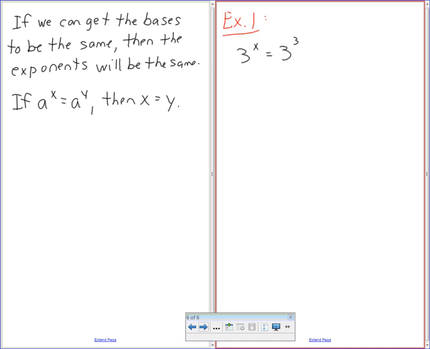3, good, thank you. Okay, so we're going to say, since the bases are the same, we can drop the base. So therefore, just x equals 3.